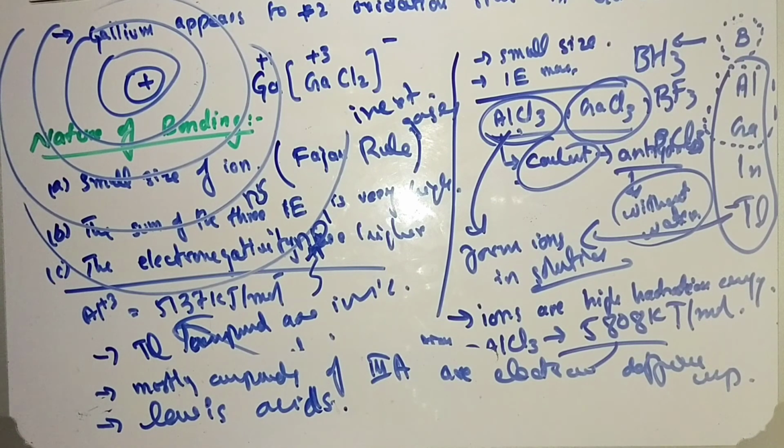I hope my point will be clear. Electron deficiency can be removed in three different ways. Now I will explain them to you one by one, bit by bit.